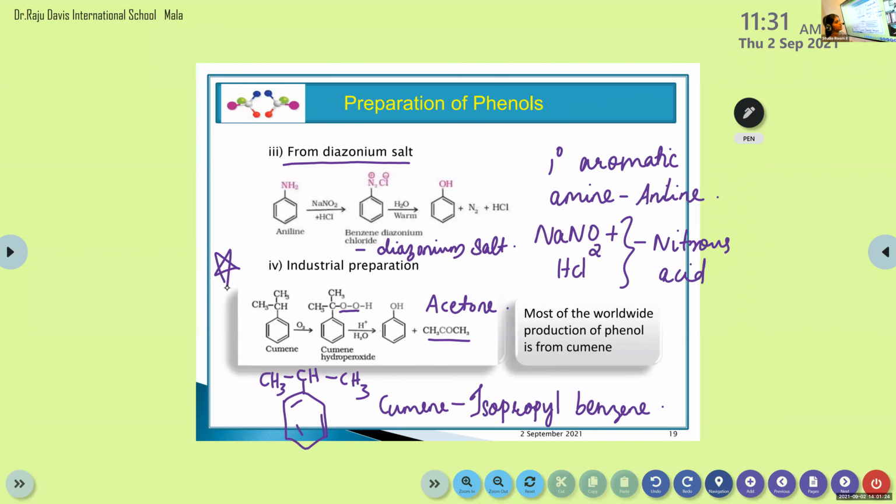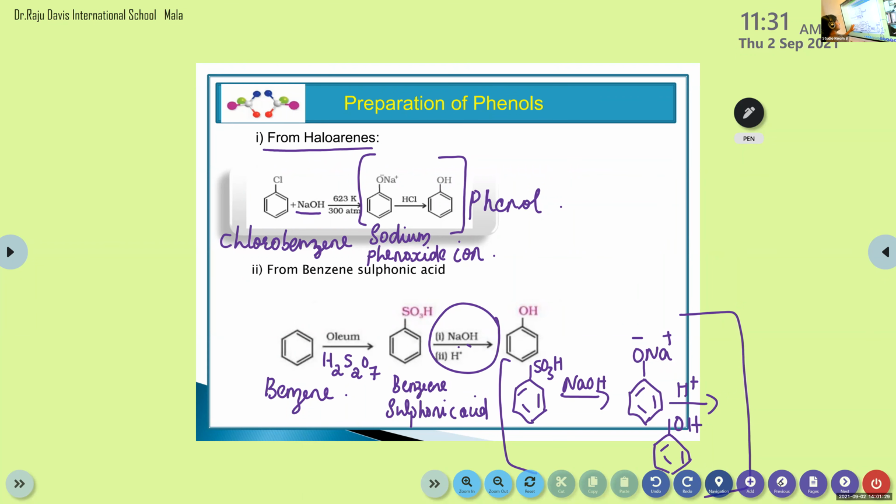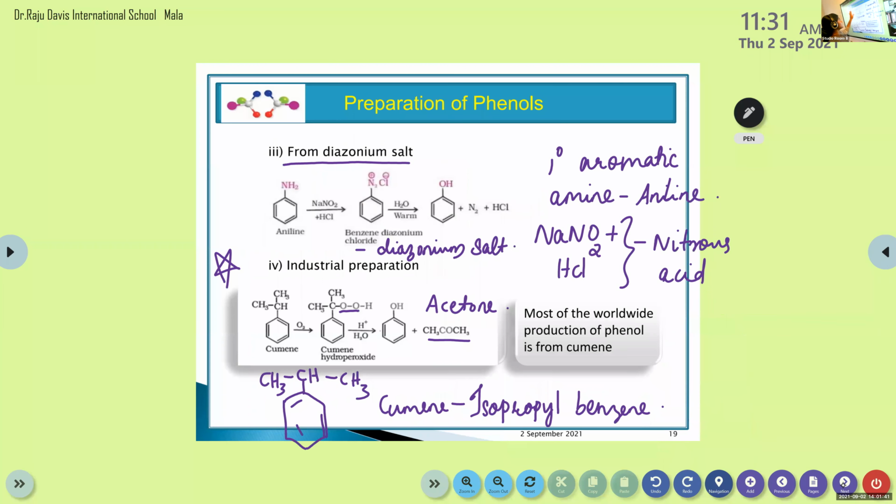This is clear, children? The first one is from haloarenes. The second one is actually from benzene sulfonic acid, but before that we have to prepare benzene sulfonic acid from benzene. Then the third method is from diazonium salt. Here also, first we have to prepare the diazonium salt, then it is converted to phenol. Then the last method is from cumene. It's the industrially preferred method because both products, acetone and phenol, are useful. Clear?